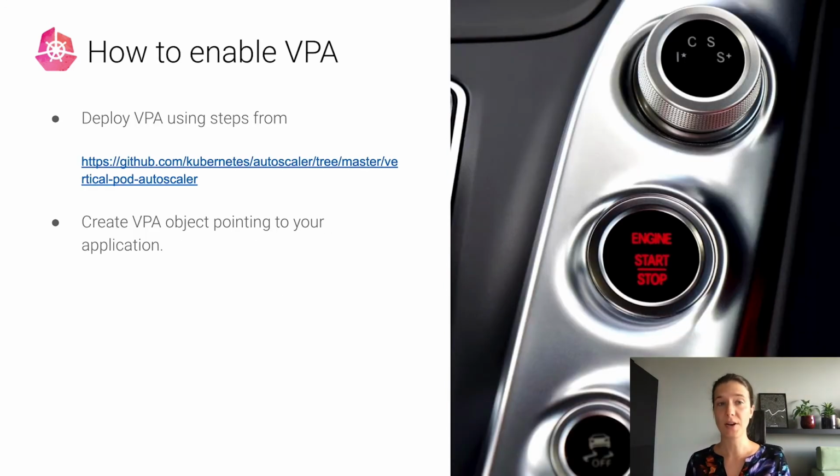VPA is not a part of core Kubernetes, so you either need to install it as an additional component or enable it in your Kubernetes managed solution, like for example GKE, and then you do it with the appropriate cloud provider specific commands. After you do that, you still have to create a VPA object pointing to the application that you want to scale. This is similar to what we've seen with HPA. However, here we have no dedicated kubectl command, but you can check out the examples of how to configure this in our Autoscaler repository.